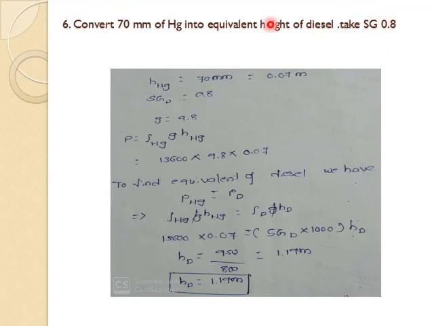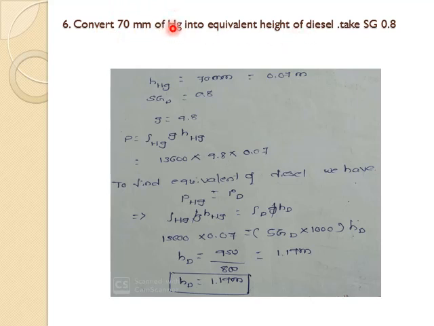This is the given data. In this problem, we need to convert this 70 mm of Hg into equivalent height of diesel. We know that 70 mm of Hg means a 70 mm mercury column, and it is nothing but a pressure at a particular point. Now, we need to convert this pressure into diesel pressure.